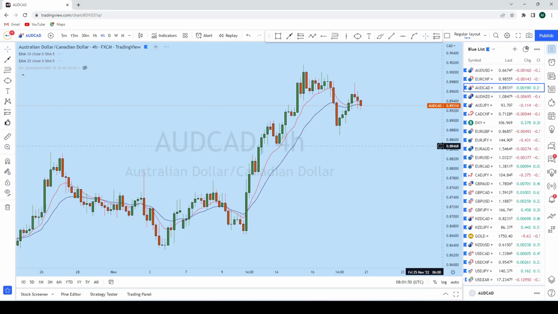Now let's look at AUDCAD, starting with the monthly time frame.